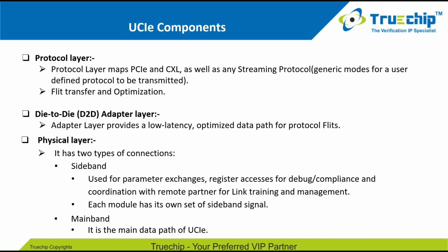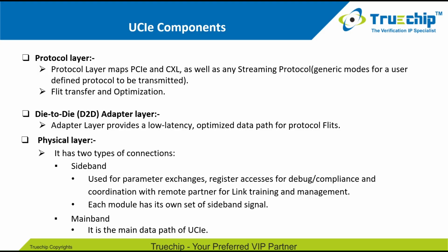Alright, let's look inside the stack. UCIe is logically divided into 3 layers. The very first layer is protocol, then adapter, and then the physical layer. Here at the top, the protocol layer is responsible for mapping higher level protocols like PCIe, CXL, and other streaming protocols into the UCIe FLIT format.